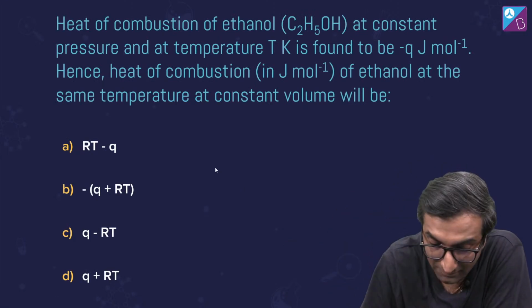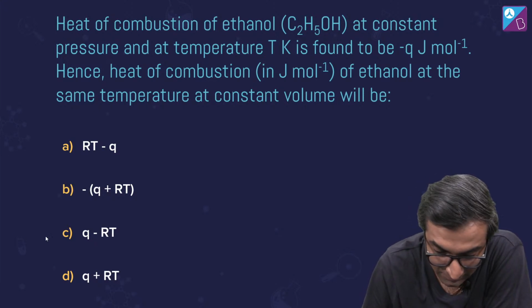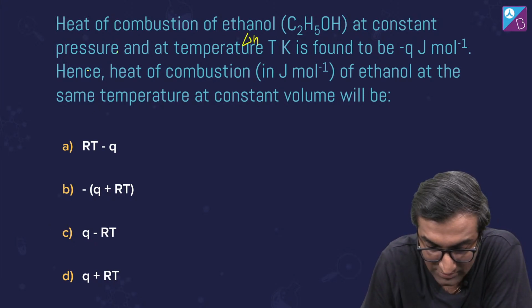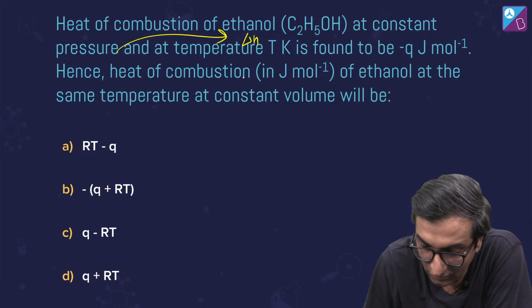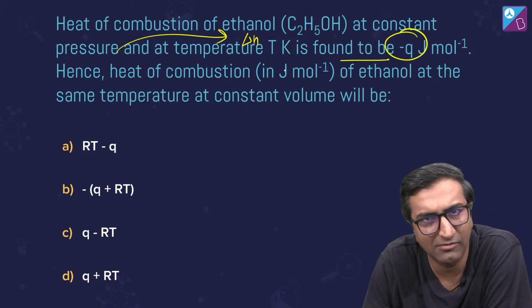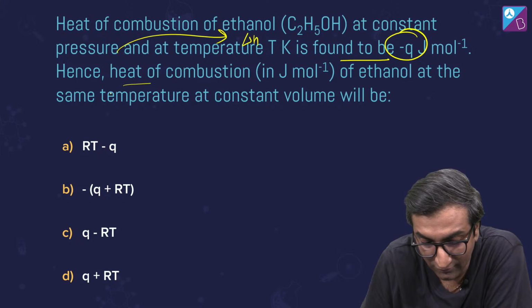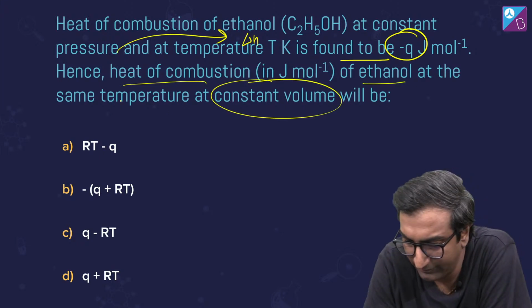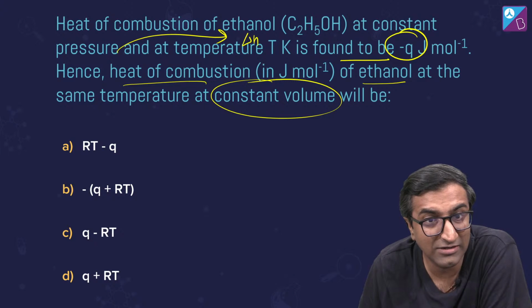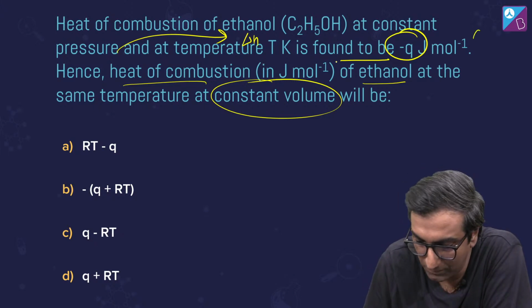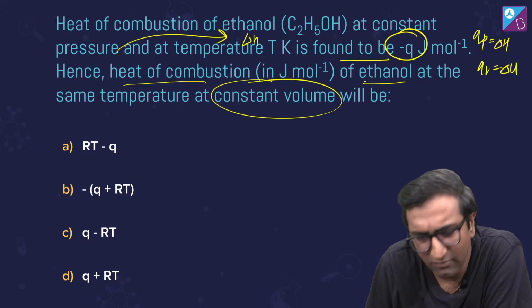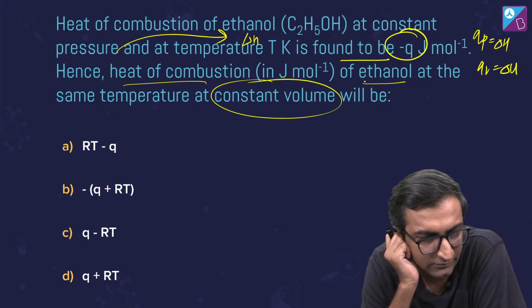Ethanol, heat of combustion of ethanol at constant pressure and temperature. Constant pressure मतलब we're talking about delta H. Is found out to be some value minus Q मतलब कि heat release हो रही है. Hence, heat of combustion of ethanol at the same temperature at constant volume क्या होगा? कर सकते हो ना. Constant pressure मतलब QP is equal to delta H. QV is equal to delta U. So you know the relationship between these two.